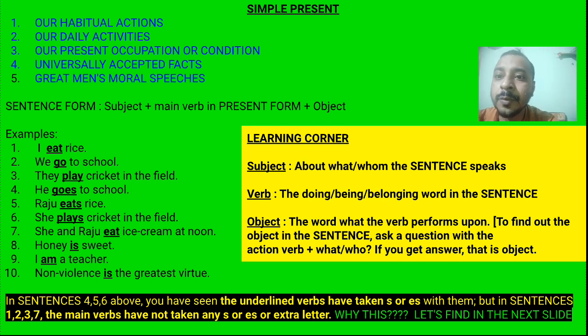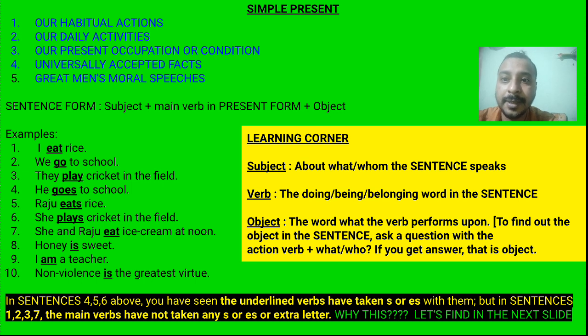Next, verb. Verb is the doing word. What do I do? I eat. So eat is the verb. Next, object. Object is the work that we do. So I eat what? Ask a question with the verb, with who or what, to find out the object, as you know. So I eat what? I eat rice. So rice is the answer. If you get the answer, that is the object.